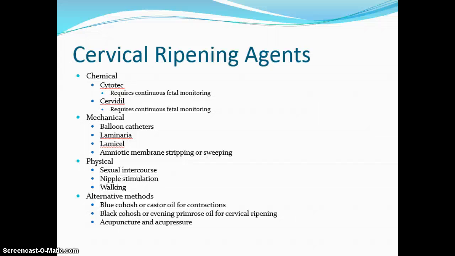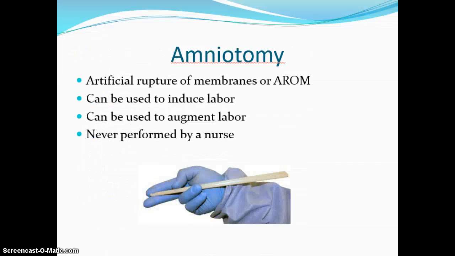When you're thinking about the chemical means, both Cytotec and Cervidil require continuous fetal monitoring. Cytotec is a tablet that is inserted vaginally, and the Cervidil is more of a tampon-looking device, and both of those will be placed by the physician. So it's important to get a good baseline fetal reading prior to the administration of these meds, and then watch for uterine contractions, watching for hyperstimulation, those types of things. This information is found around page 505 of your textbook if you'd like to do some more reading.